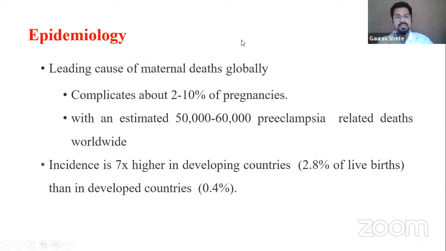So epidemiology: it is a leading cause of deaths and complicates about 2 to 10% of pregnancies. The incidence is higher in developing countries. Even ethnically, if you see, Indian and African populations are more prone to this disease.